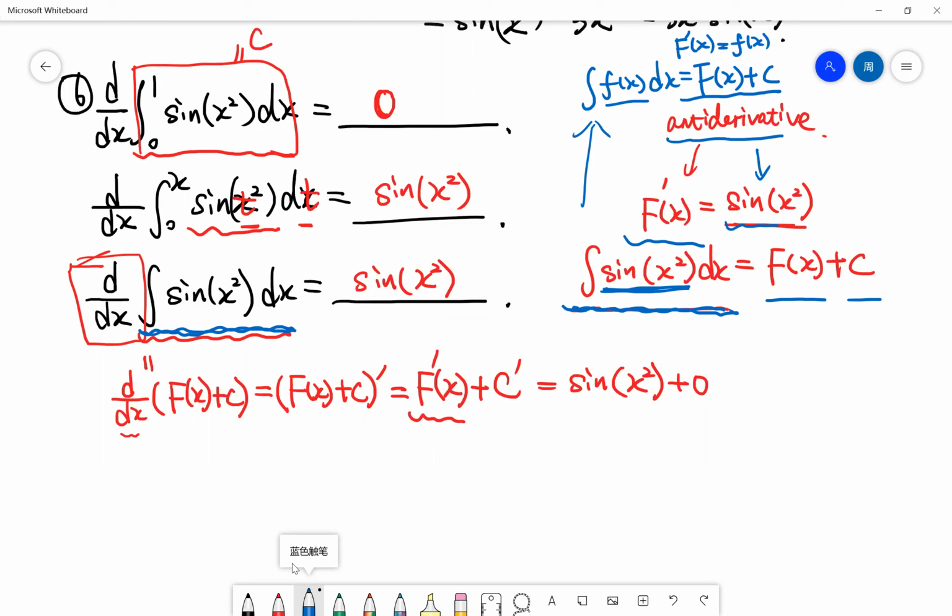And then the second step, we calculate d by dx. And d by dx, we know that means to calculate the derivative here, right? And we can use the sum rule to calculate part by part. So that equals first capital F prime plus c prime. And capital F prime, as we have supposed, that is the function itself, right? So that is sine x squared. And then c prime means 0. So we have the result, that is the first part, sine x squared, this function. Can you understand?